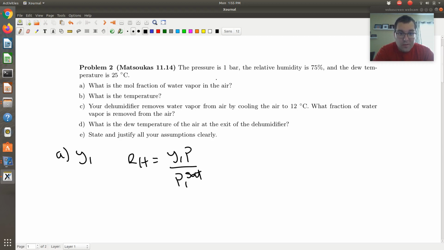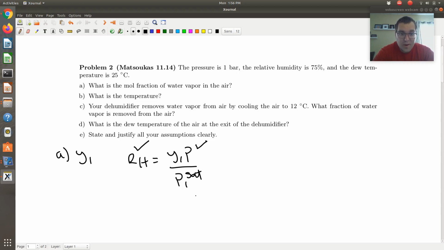So if I look at what's given in the problem statement, we know P. We're given the relative humidity, but we're not given Y1 or P1 sat. And P1 sat is one and the same as T, right? Because P1 sat's only a function of T. So I don't know Y1 or P1 sat, and in A we're asked to solve for Y1. In order to solve for Y1, I need to calculate P1 sat, or I need to know the temperature. So how am I going to get the temperature?